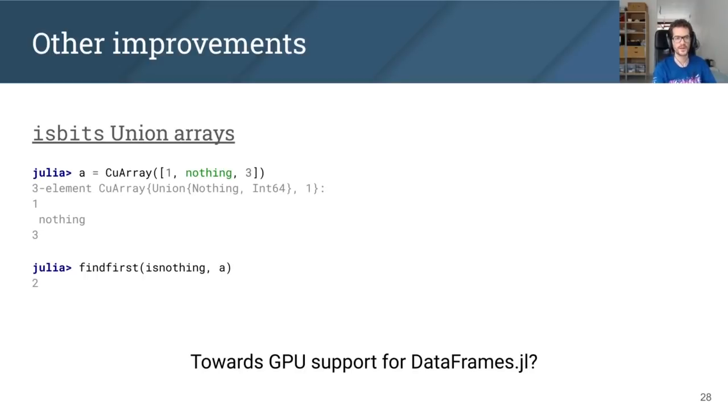And this feature may be an important step up towards GPU support for data frames, which heavily relies on these union arrays. So if you're interested, please try this out. I mean, we have the core functionality, but obviously a lot of operations in DataFrames.jl still assume a CPU array type, and that package would need to be adapted as well.